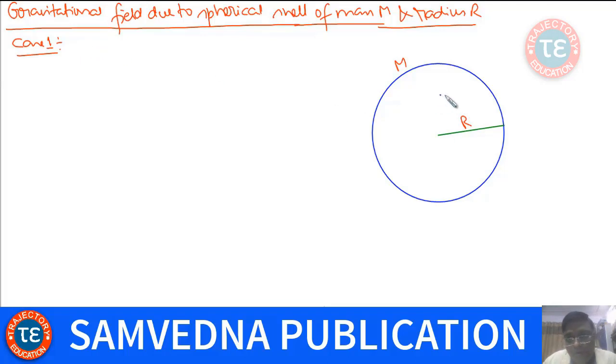Suppose you have a point P over here, lying at a distance of small r, and we want to find the field at this point P. So here small r is less than capital R. We want to find the gravitational field inside. So we can make use of Gauss law of gravitation.